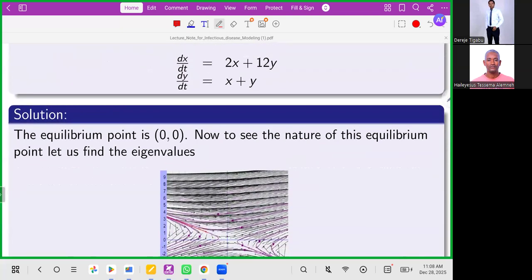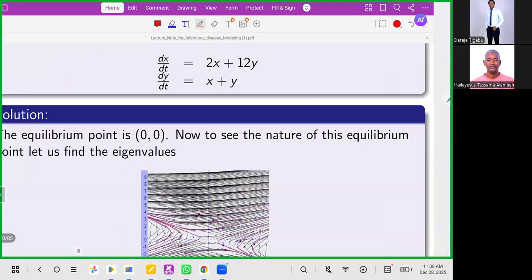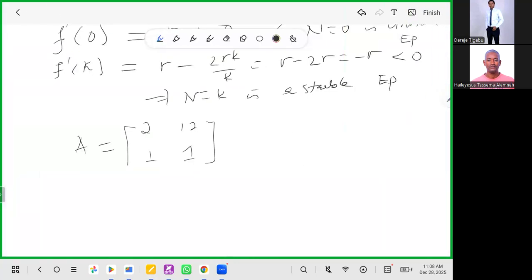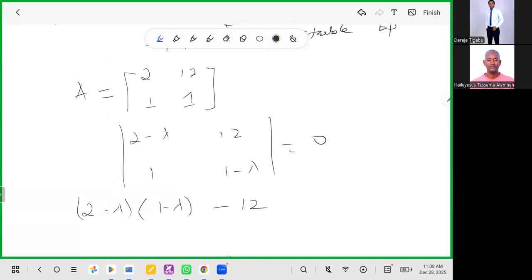We can find the eigenvalues of the system. So we have 2, 12, 1, 1. Is that right? Yeah. So we can take this one as the coefficient matrix. And what are the eigenvalues? I think, to save time, the determinant of 2 minus lambda, 12, 1, 1 minus lambda is equal to 0. From this determinant, we obtain 2 minus lambda times 1 minus lambda minus 12, which is equal to 0.